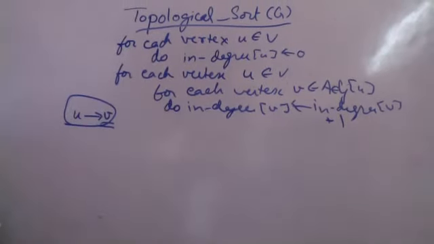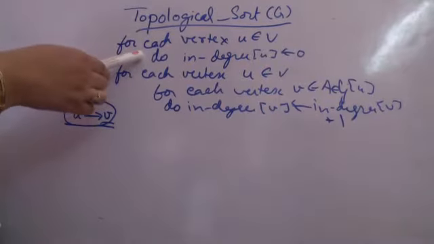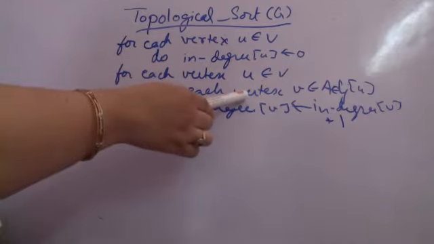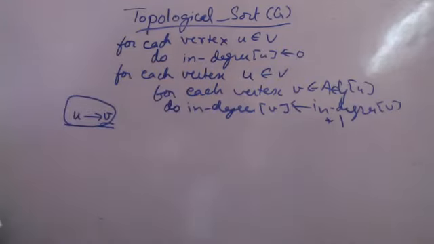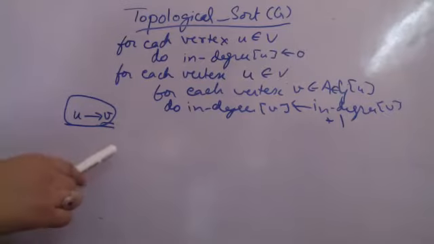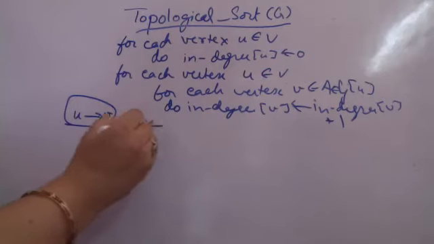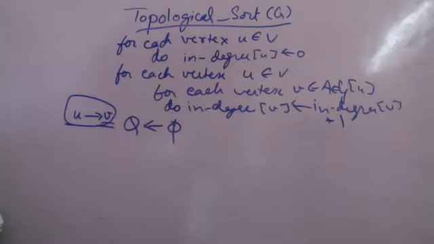So for implementing topological sort without the DFS, initially I am initializing in degree to be 0. Then for all the vertices, if I find there is an adjacent vertex, I have an edge from U to V. In that case, I will be incrementing the in degree of the node V. Now I'm taking a queue which is initialized to be empty. For every vertex, what am I doing? If in degree is 0, then I put it in the queue. That is all I'm doing.